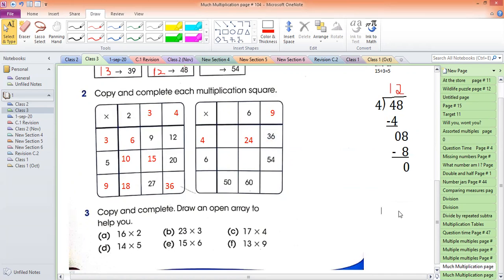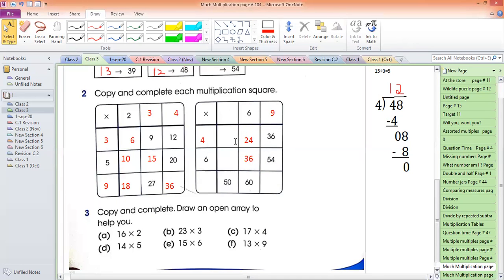Okay. Now you can fill this one. For this number, you should multiply 6 by 6. If you multiply 6 by 6, you will get this answer. 6 multiplied by 6 equals to what? 36. Very good. So you will write here 36. 6 multiplied by 6 equals to 36.